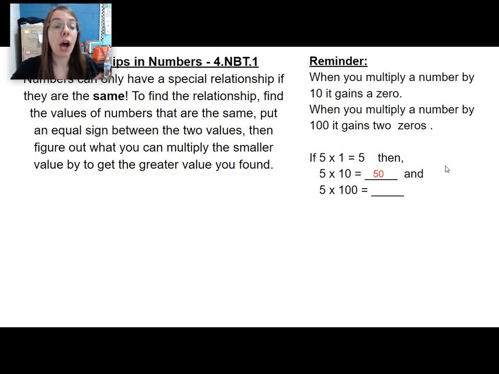When you multiply by 100, though, since it's a multiple of 100 and it contains 2 zeros, you would tack 2 zeros onto your base number. So 5 times 1 is still 5, but since it's a multiple of 100, we tack on 1, 2 zeros.